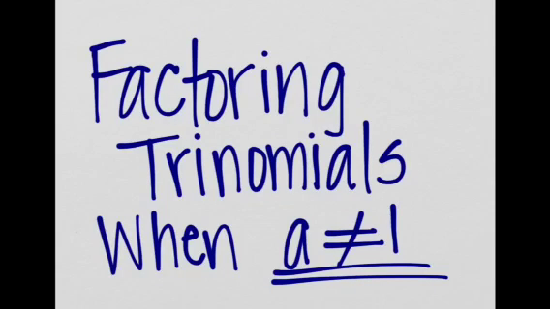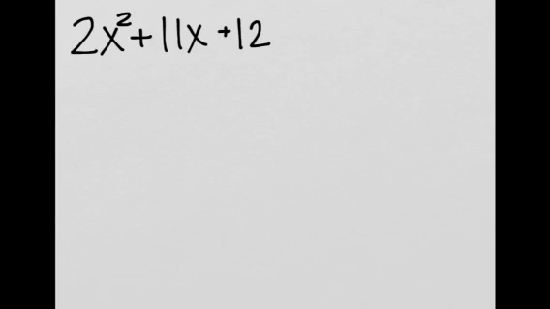Hi. Alright, so today we're going to talk about how do we factor trinomials when our leading coefficient does not equal 1. The video I posted the other day showed us how to factor trinomials when a equals 1. Now we're going to tackle what we do when that a does not equal 1. So let's start with an example with 2x squared plus 11x plus 12.